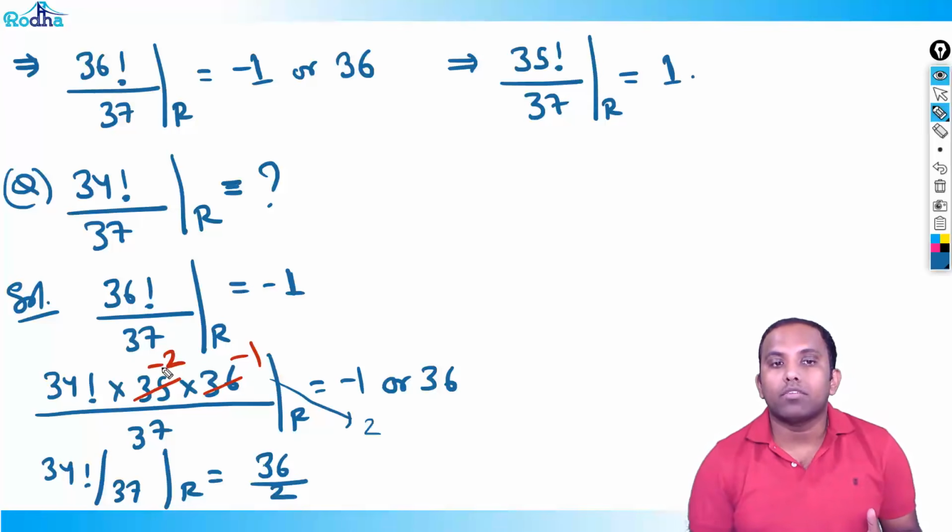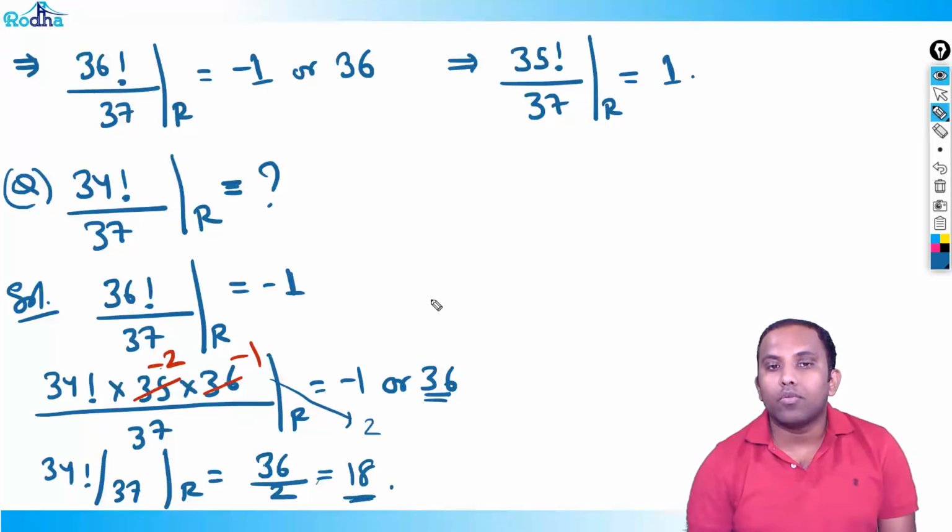So this minus 2 into minus 1 is 2. So minus 1 can't be, because the remainder minus 1 by 2 is not possible, right? So I can take here 36. 36 by 2, what is the remainder? 18. Right? This is the same concept we discussed here.